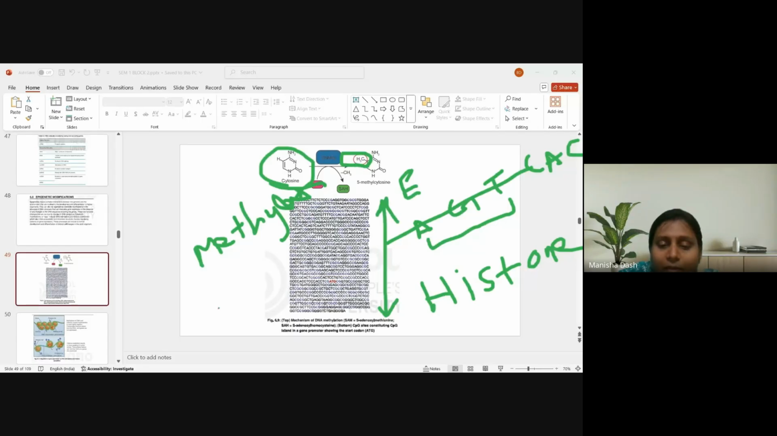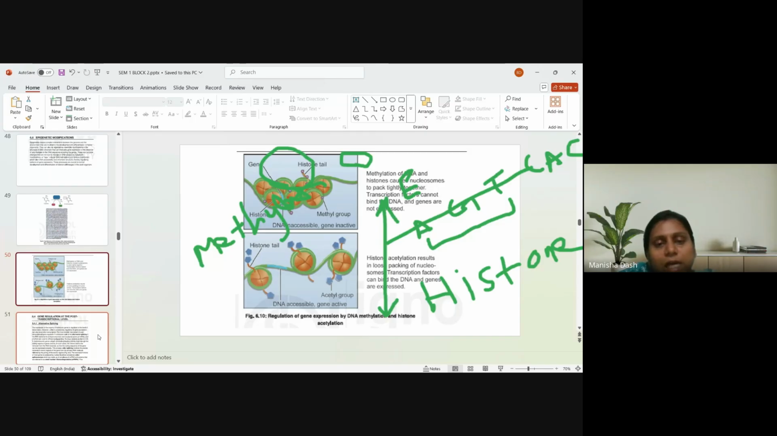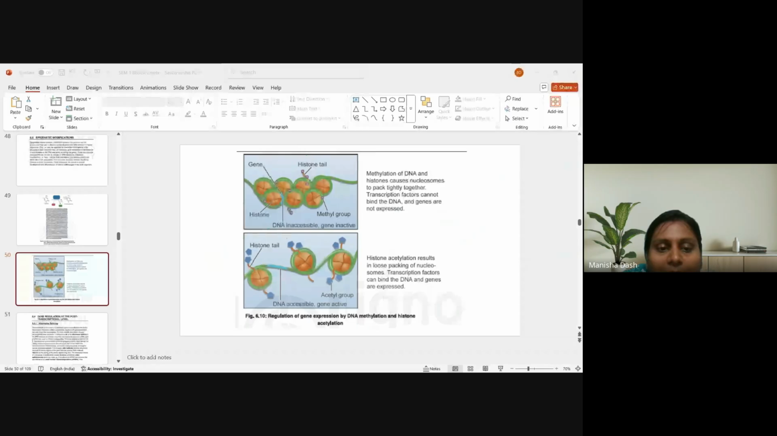Okay. Similarly, as a methyl group can be added to the DNA, particularly to the cytosine base, similarly, the acetyl groups can be added to the histone protein. Okay, so mostly in the histone, the lysine and the arginine bases get modified by addition of an acetyl group.